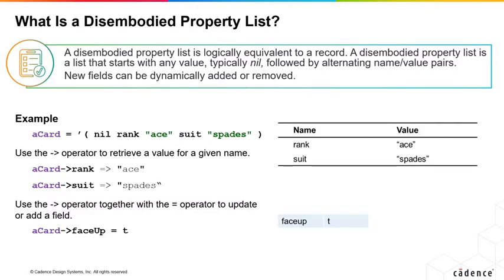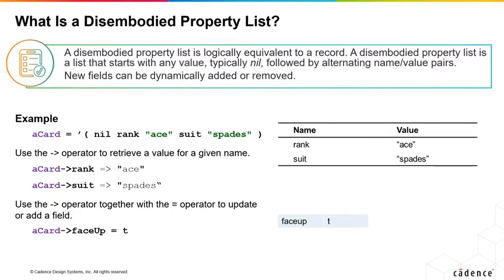So the name is rank, the value is ace, and then the name of the next slot is suit, and the value is spades. So this list here, given what we know about lists, we might use like an nth operator or a car and a CDR to move around in the list and find things. But because of this structure, we can use a much simpler and more effective way, which is to use the straight arrow operator to retrieve a value for a given name.